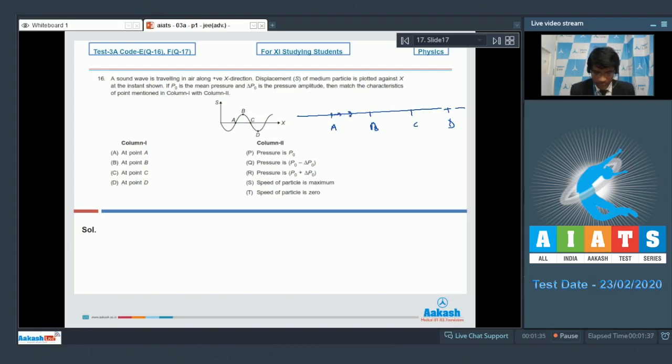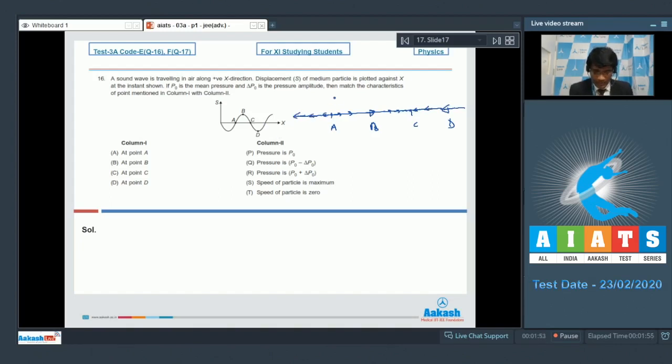So the particle has displaced along this direction. It is maximum here, and finally it becomes 0 at point C. From C onwards the displacement is on the negative side, and it becomes maximum at point D. So from here onwards it will be along this direction.